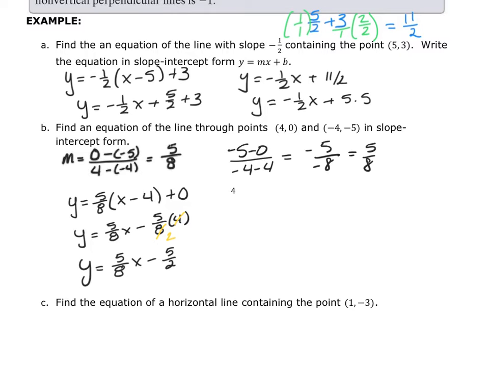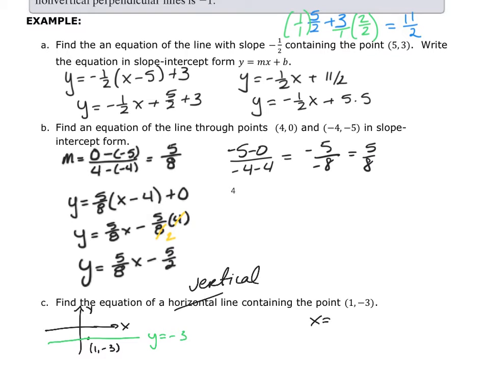I want a horizontal line that contains the point 1, -3. For a horizontal line, it is y equals, and I have to go through this point, so y must equal -3. Now if it said vertical instead of horizontal, my answer would be x is equal to 1, because I'd have to go through that point. So horizontal is just y is equal to the y part. Vertical is just x is equal to the x part.